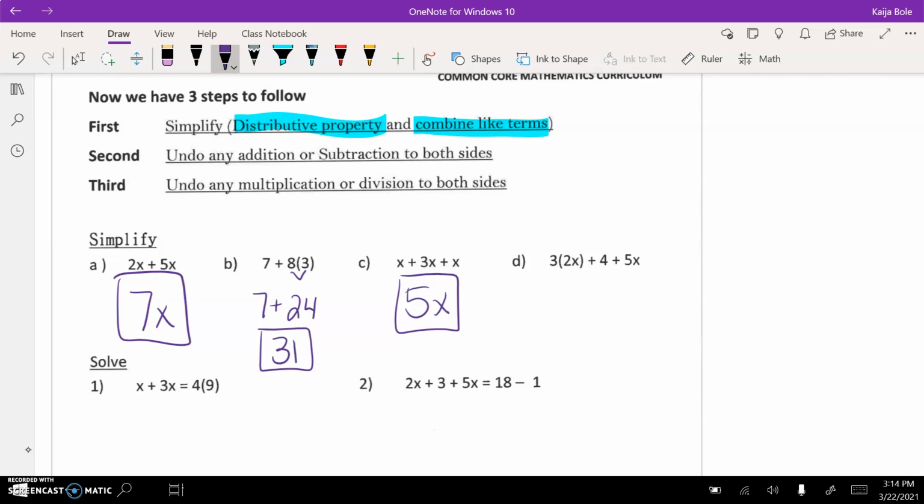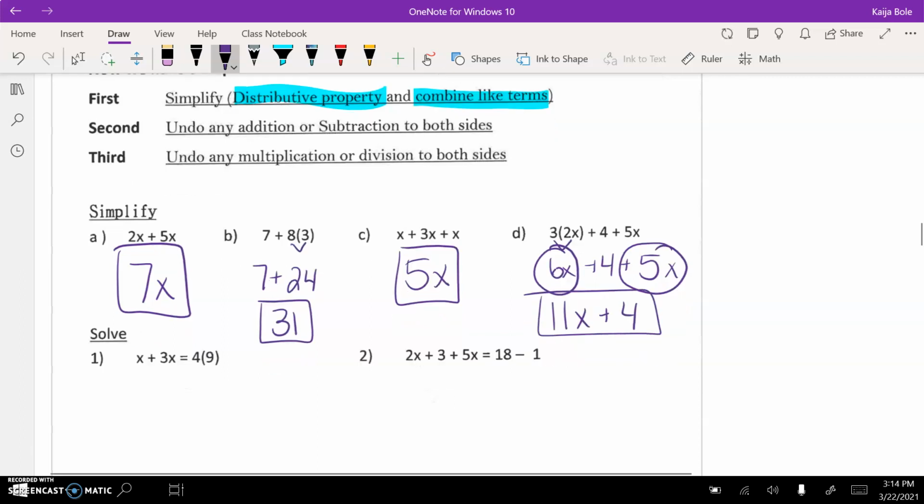And then part D, I would first have to multiply. 3 times 2x would be 6x. I'll bring everything else down. Now here, I can only combine the x's together, okay? It's like if I asked you if there were cupcakes and apples on a table and I asked you to count how many cupcakes there were, you wouldn't also include the apples. So 6x plus 5x would be 11x, and then plus 4 would just kind of hang out there at the end.